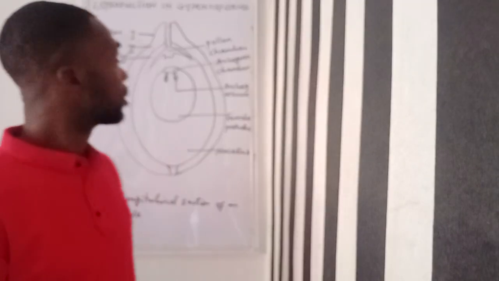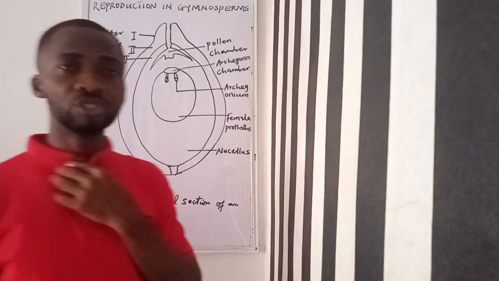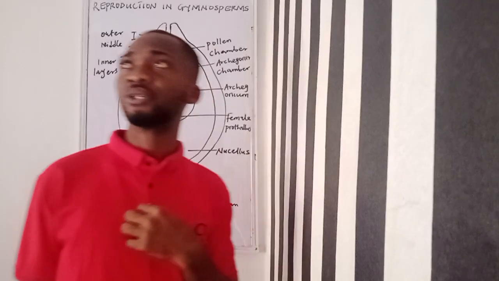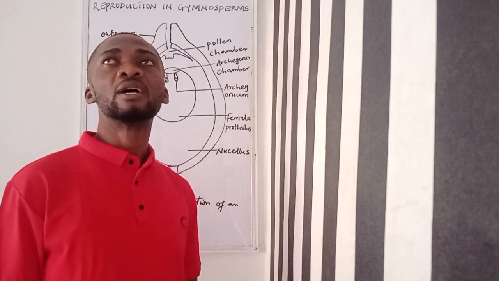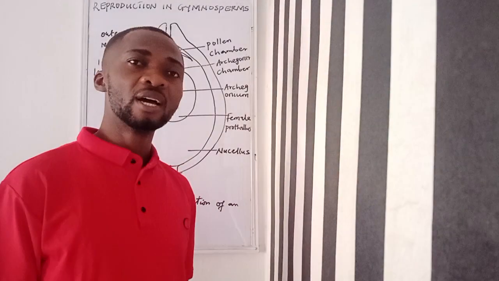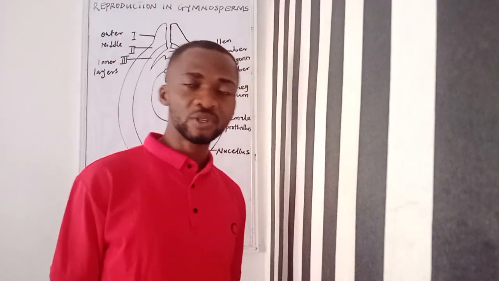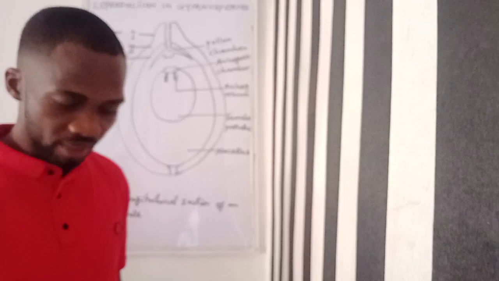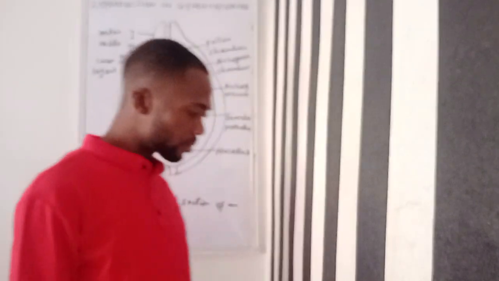So in today's class, we want to look at reproduction in gymnosperms, how they reproduce. The reproduction is a bit complex compared to that of pteridophyta, and of course that of angiosperm will also be more complex than that of gymnosperm.